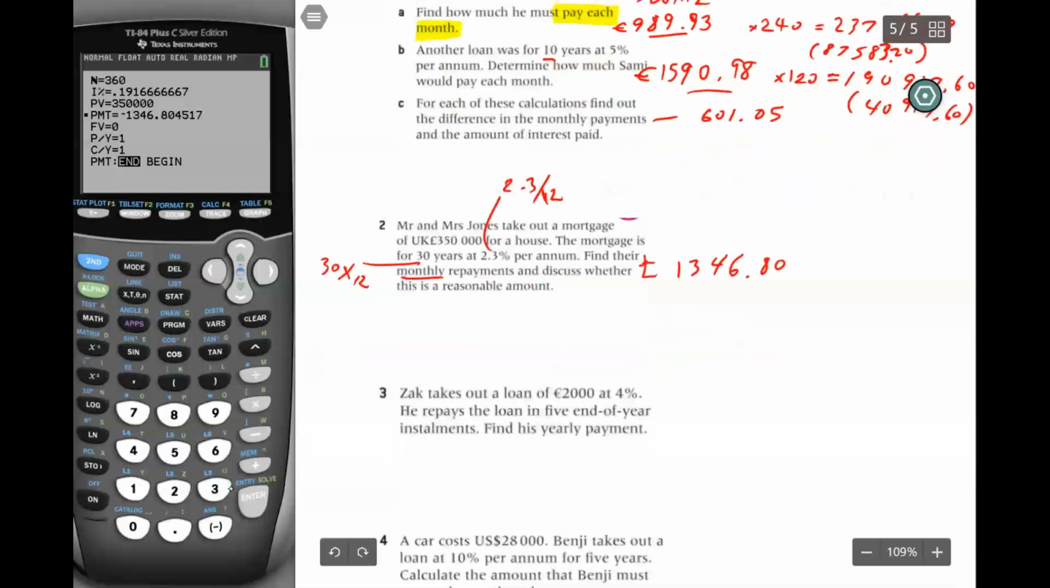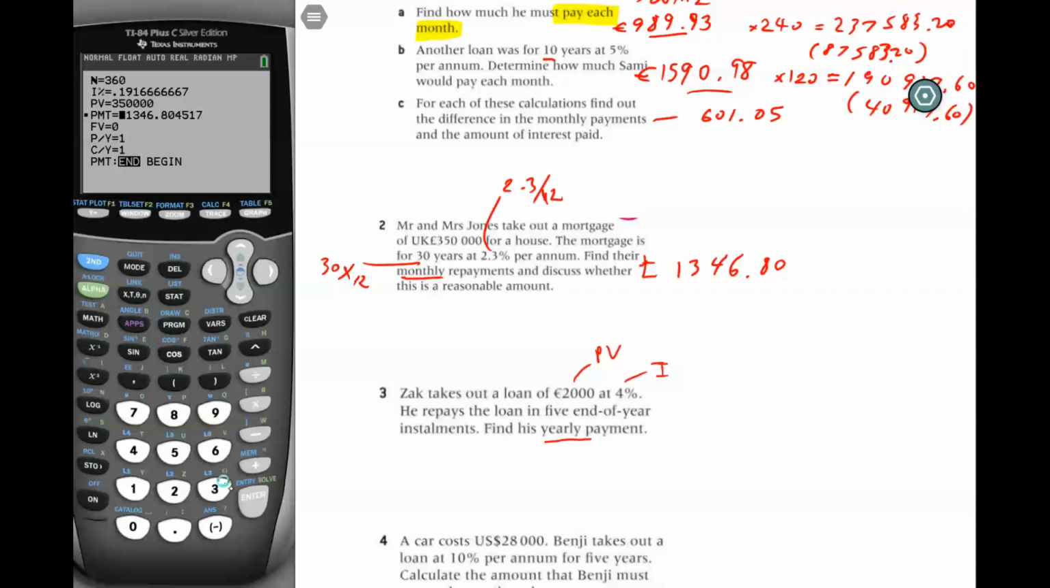All right. Zach takes out a loan of 2,000 euros at 4%. He repays the loan in 5 end-of-year installments. Find his yearly payment. Okay, so he takes out a loan for 2,000, so this would be the present value of the loan. 4%, I don't know if we need to adjust this by a factor of 12. It depends on whether it's a monthly or yearly problem.